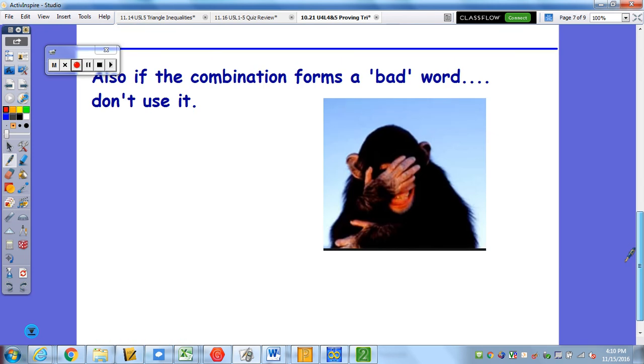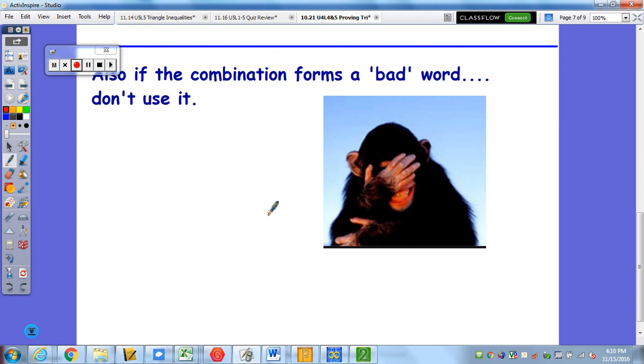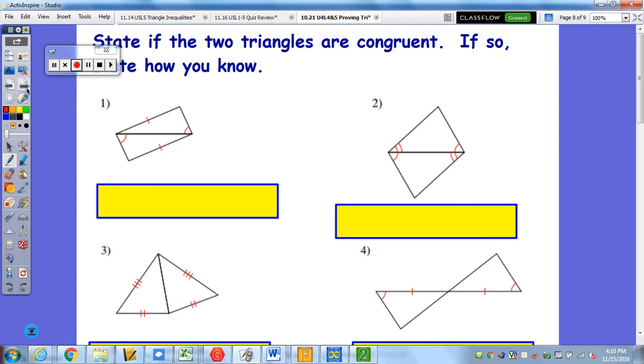And the last one, we do not say bad words in class. It cannot be angle, side, side. That is a no-no. So we are talking about primarily side, angle, side; side, side, side; angle, side, angle; angle, angle, angle; and hypotenuse leg. So let's look at these for a second.